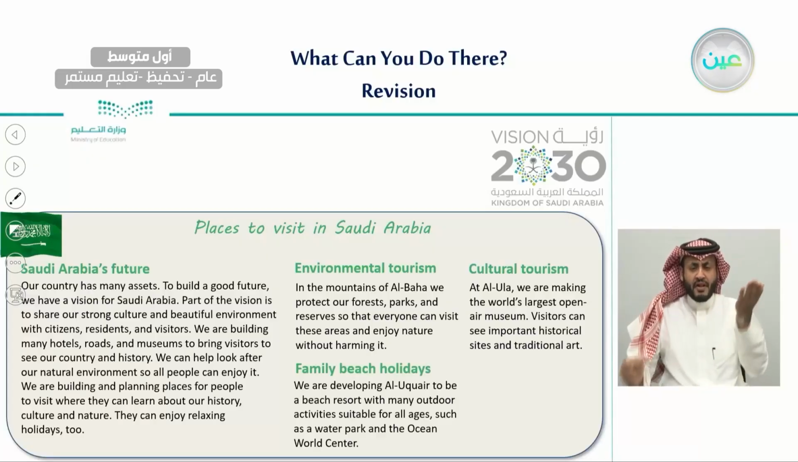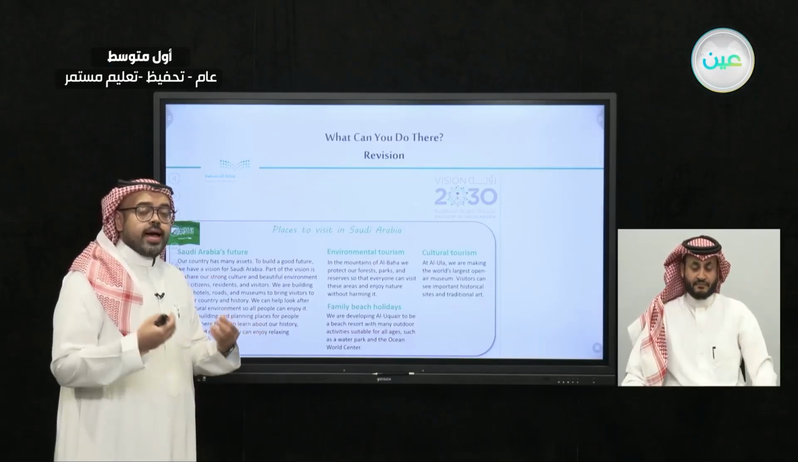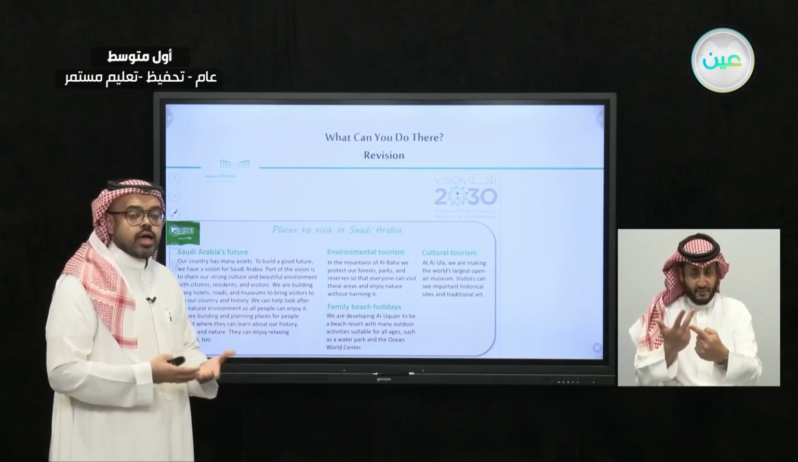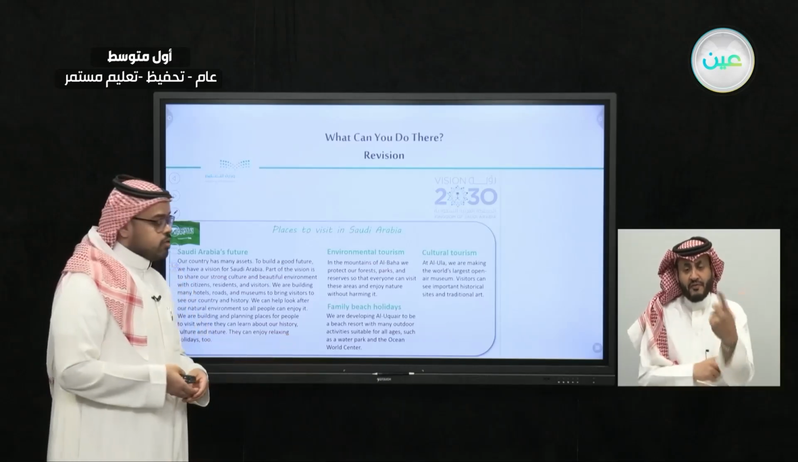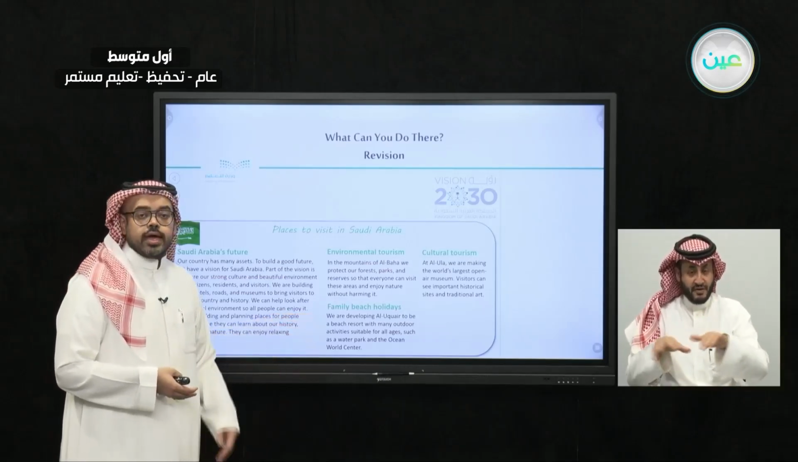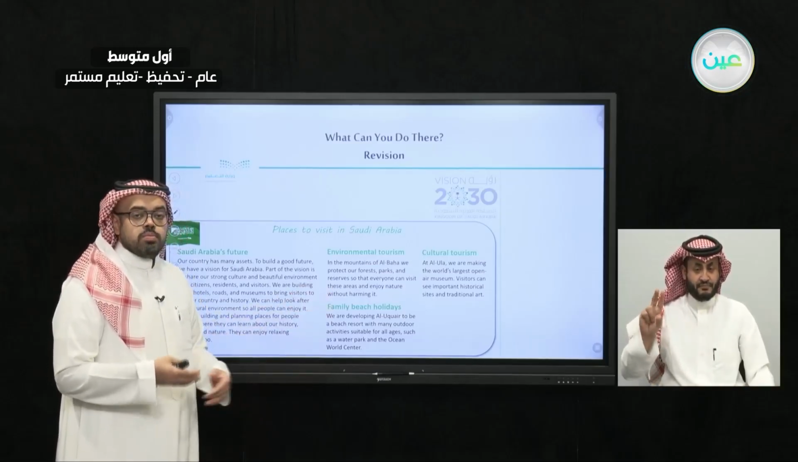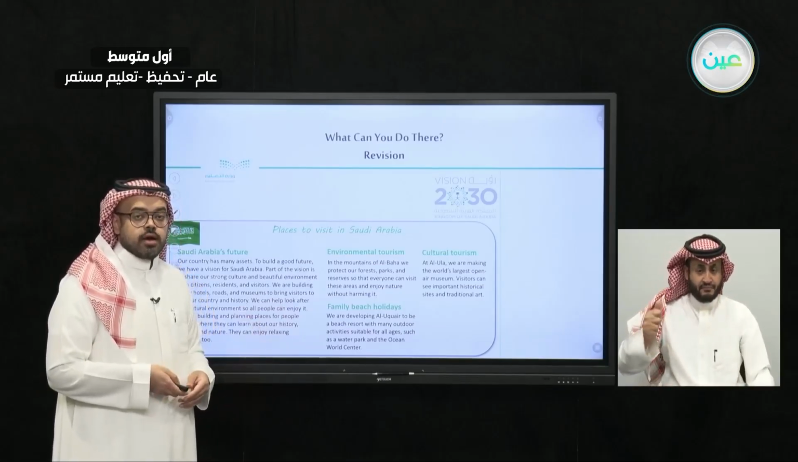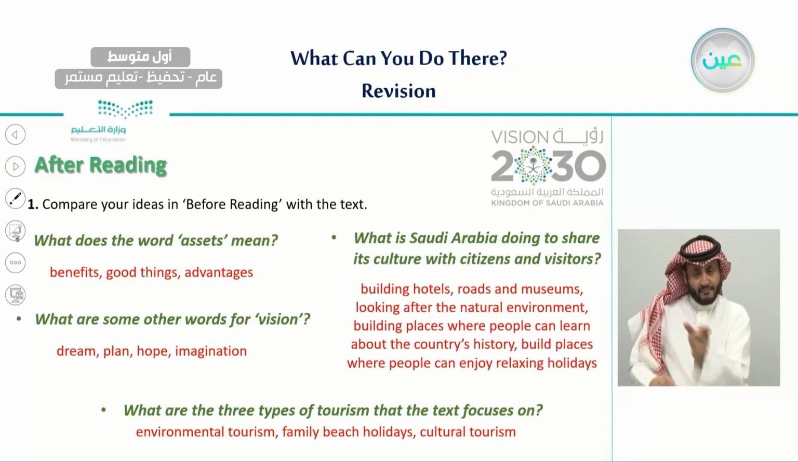Last lesson, we had this interesting text about places to visit in Saudi Arabia. We talked about the future of Saudi Arabia, and also about three different types of tourism. We talked about environmental tourism, where people can go to the forests and the parks, and also about family beach holidays, where people can go to beaches like Al Ugair Beach. We also talked about cultural tourism, where people can go to Al Ula to enjoy the traditional art and the historical sites there. Not only this, but we also learned new vocabulary, for example assets.